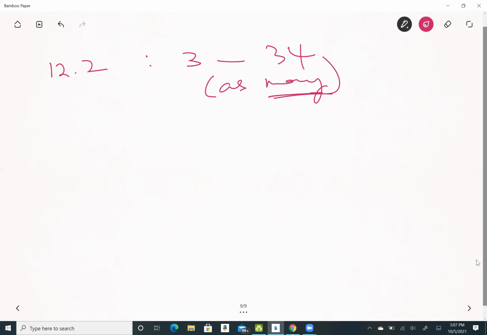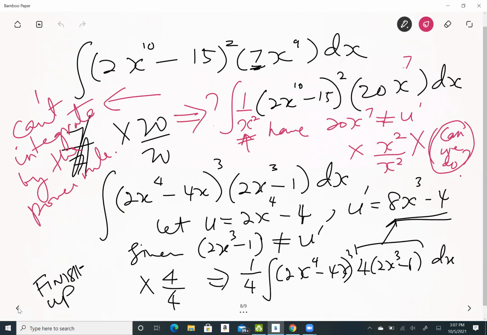I'm still curious. How about when we put another x to the power of 2 over x to the power of 2? Don't worry about that, because we cannot do it. You cannot multiply by x over x. You don't have to worry about making the adjustment. You just conclude that you cannot integrate by the power rule, because the rule says you can only multiply by a ratio of constants, not a ratio of variables. You got it? Yes, I got it.